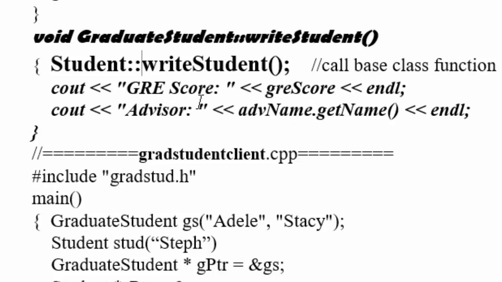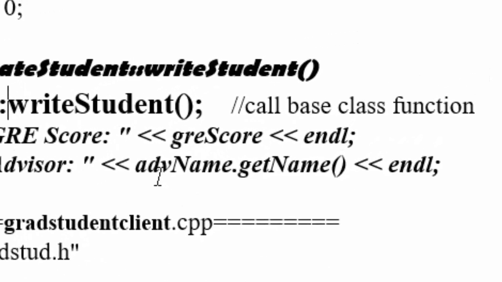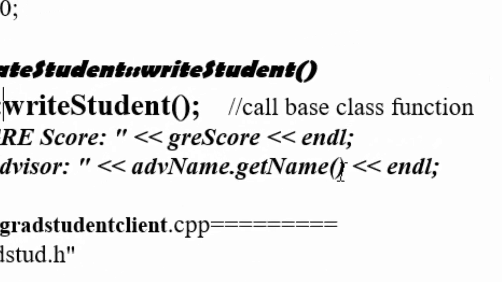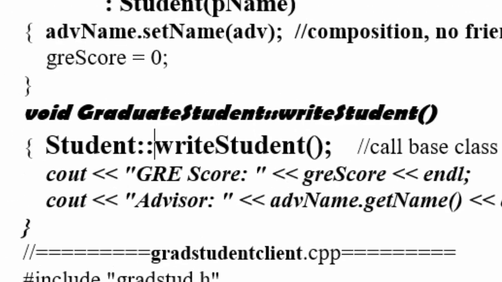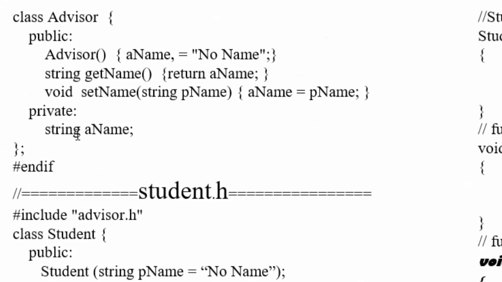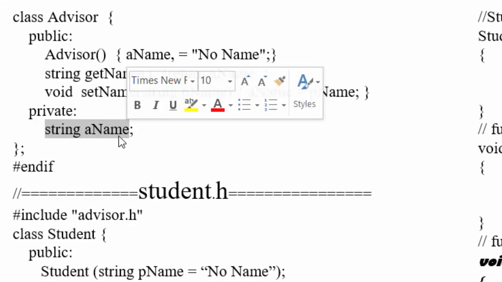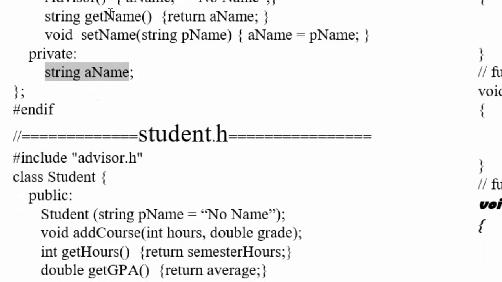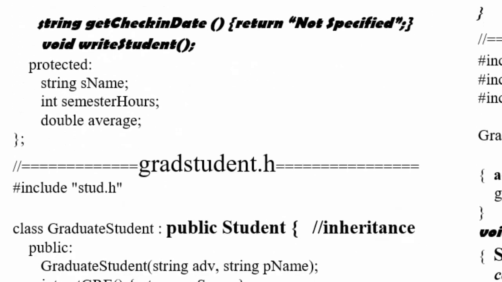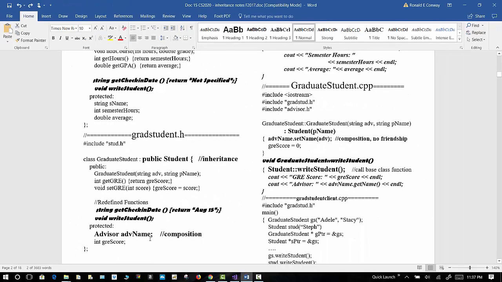Now subtly, notice here, when I print out the advisor, I have advisor name.getName because I am in fact, as a grad student, a client of the advisor class. I do not have direct access to a name. If I want to get a name, I have to go through the getter function to get it. So advisor name.getName will give me the advisor's name.